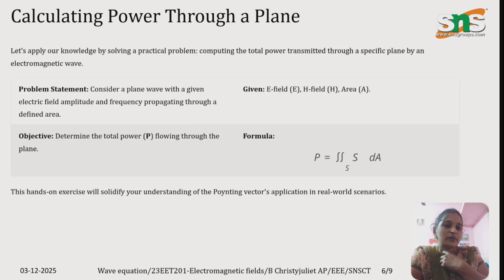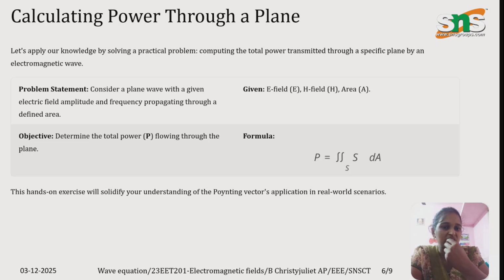How can we calculate the power through a plane? First, consider a plane wave with a given electric field amplitude and frequency propagating through a defined area. Here the parameters defined are the electric field, the magnetic field, and the area of cross section. Our objective is to find the total power flowing through the plane, and we know the formula P is equal to the integral of S dA, where S is the Poynting vector, and P is the power. Electromagnetic power is represented by P.